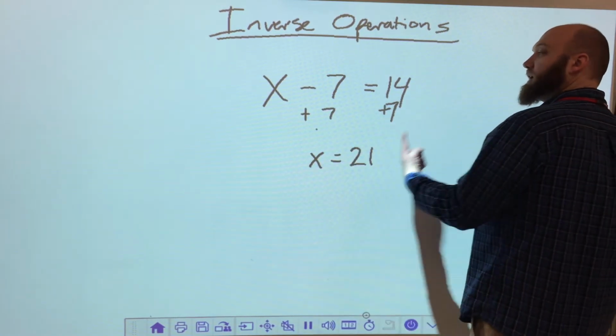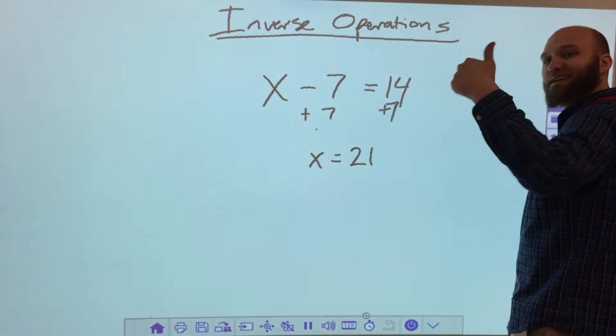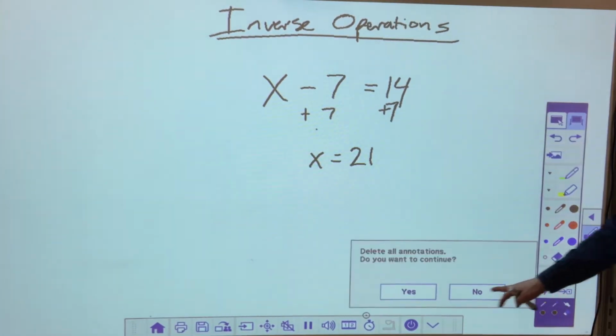Go back and check your work. Is 21 minus 7 14? Yes, it is. Inverse operations.